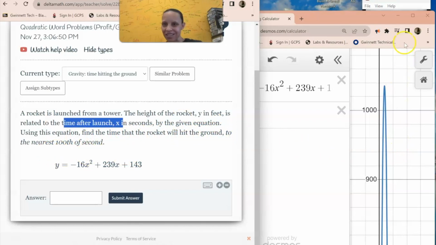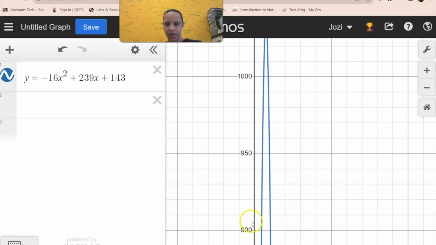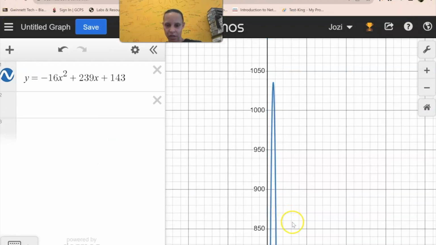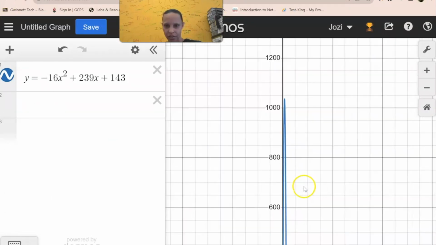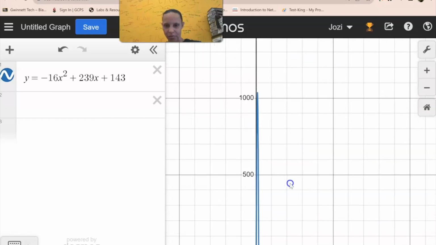Okay, so let's think about this logically. The rocket goes, okay, whatever. This is not a good example, but okay. The rocket's going to go up, right? But it's going to run out of gas and start doing what? Coming down. So they're asking, what time does it hit the ground?